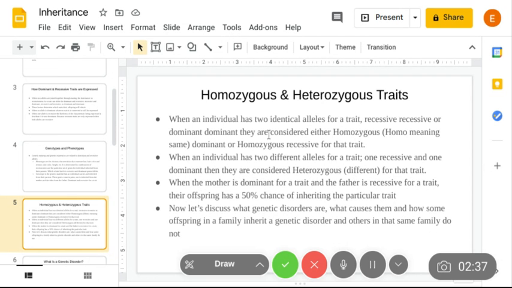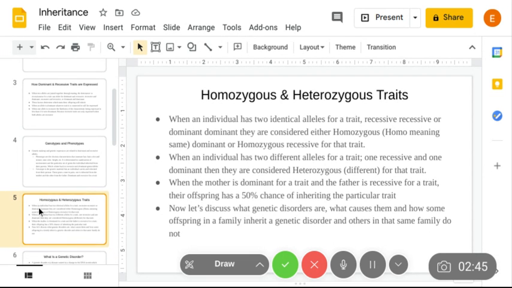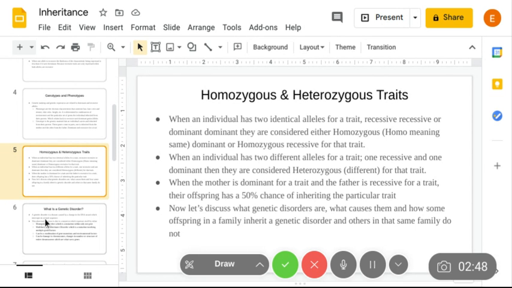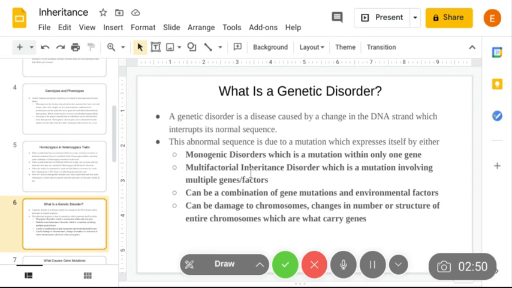So now let's discuss what genetic disorders are, what causes them, and how some offspring in a family inherit a genetic disorder and others in that same family do not. A genetic disorder is a disease caused by a change in the DNA strand, which interrupts its normal sequence.